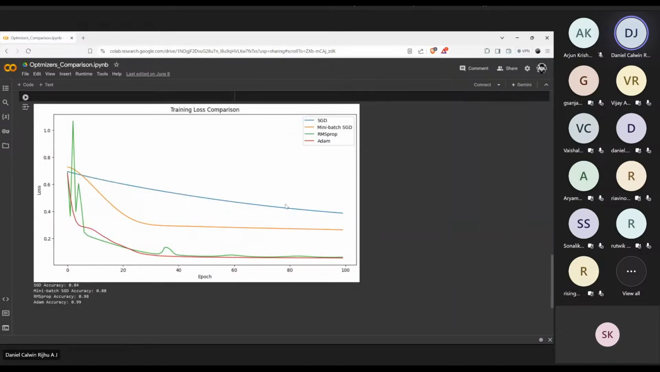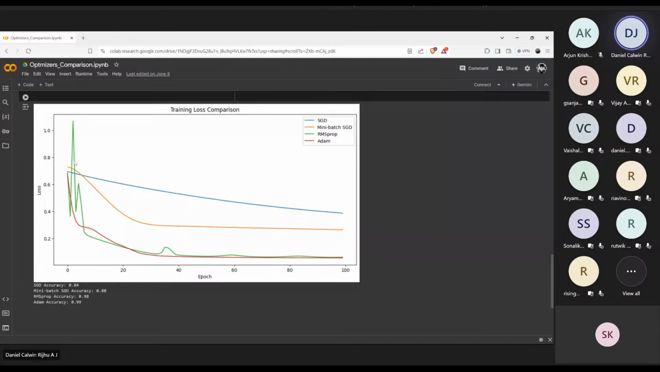So the green line is going to be that of SGD. It's very obvious, because SGD, as we have seen earlier, is not very accurate and not very effective compared to the remaining optimizers when we want to reduce the loss. And the yellow one is going to be mini batch. Again, we saw that mini batch is going to be doing much better than a normal SGD.